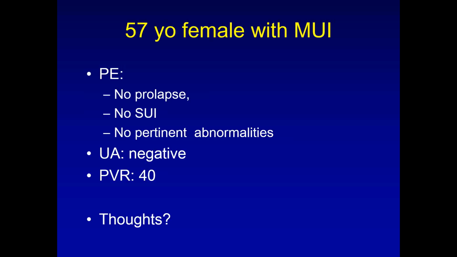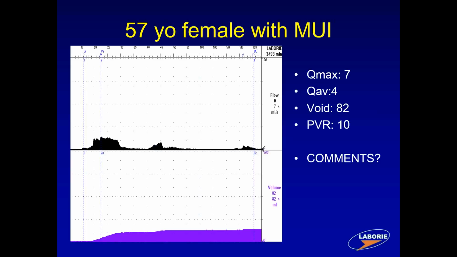So we'll see. The first thing you're going to get is a diary, but let's say we don't have that. She comes in with this Uroflow. She's got a Qmax of 7, Q average is 4, voided volume was 82, and a PVR was only 10 cc's. You'll see this interrupted pattern, which could be straining.